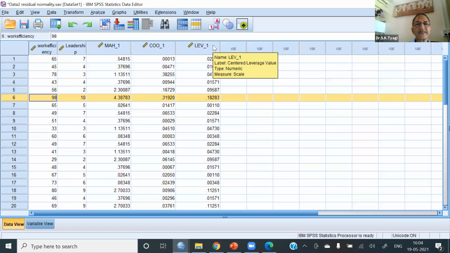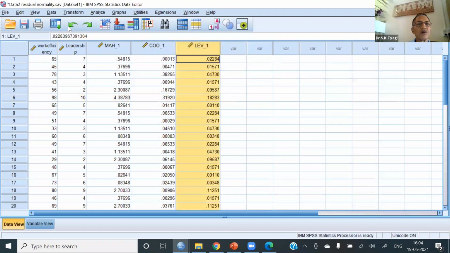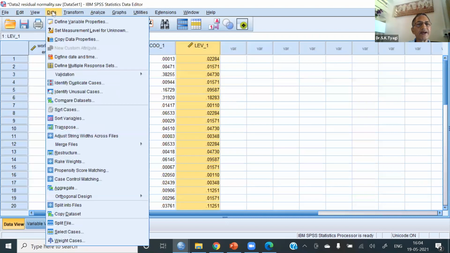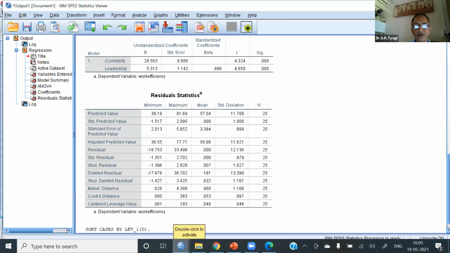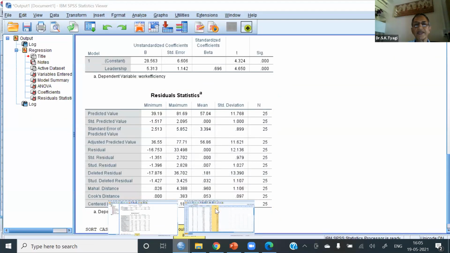One way is we can statistically order these by leverage value. Go to data and sort cases. Sort means arrange them, and we want to arrange them in descending order of centered leverage value. So on the top you will get the highest value and on the bottom the lowest value. It has arranged the values.